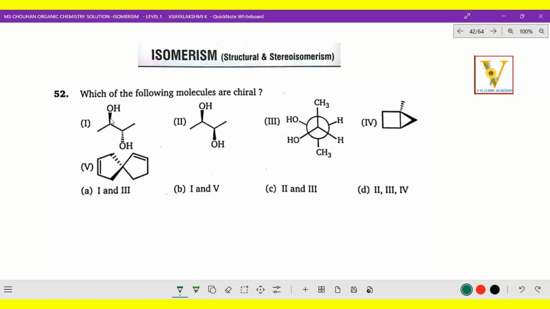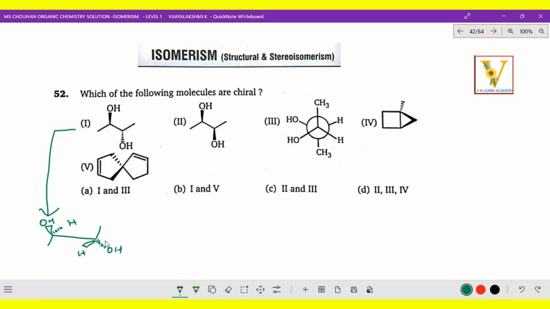The second carbon is connected with OH above the plane, and the third carbon is connected with OH below the plane. Now how do we identify whether it is chiral or not? Let us check with the Fischer projection formula. I just put it like this. This is the first carbon, second carbon, third carbon, fourth carbon. Above the plane OH and below the plane hydrogen. And the same way, below the plane OH and above the plane hydrogen. Right? This is the way.